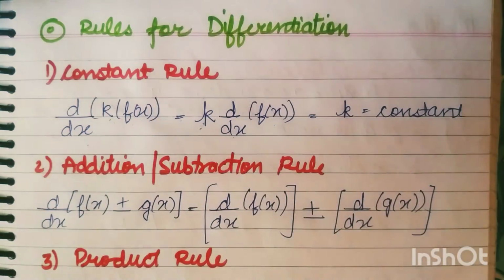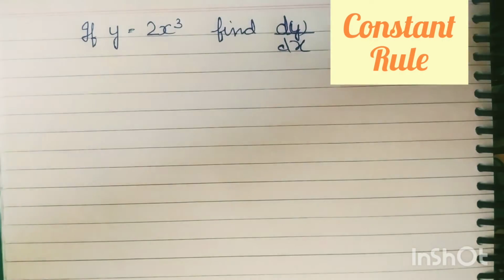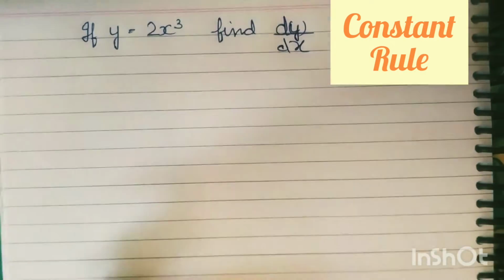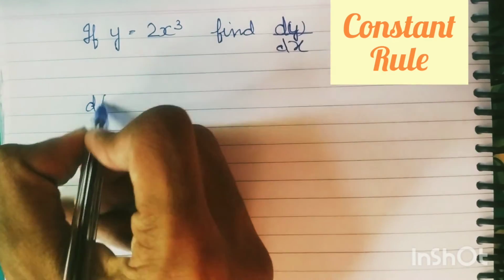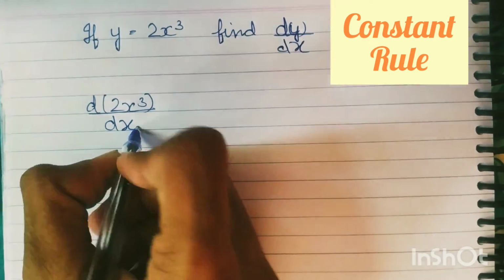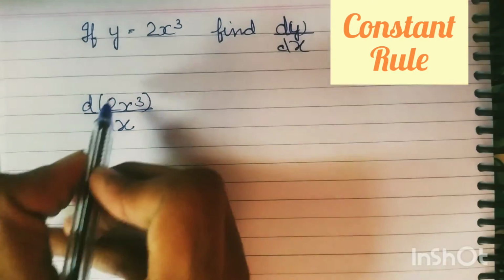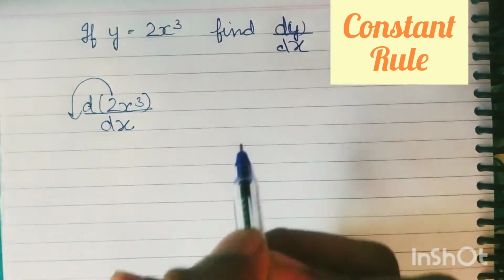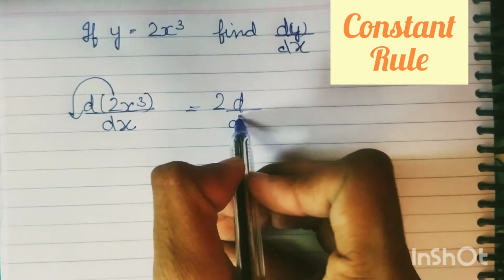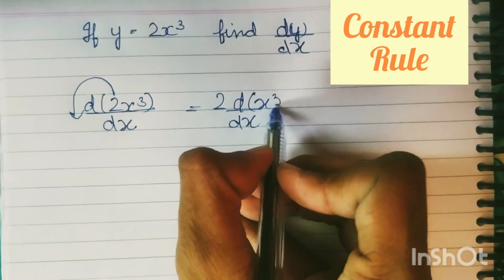Let us try to do an example on this concept. We are given this question: if y equals 2x cube, find differentiation of y with respect to x. First, as per our formula, we will replace the value of y with our given value, that is d(2x cube)/dx. Now according to the constant rule, bring the constant out to the left. So that will be 2 d/dx and your f(x), that is x cube.